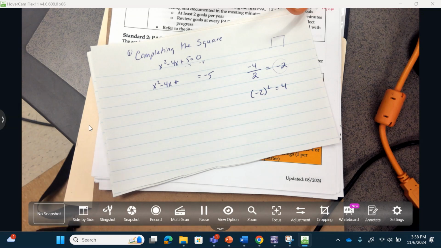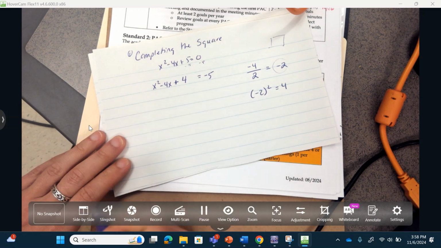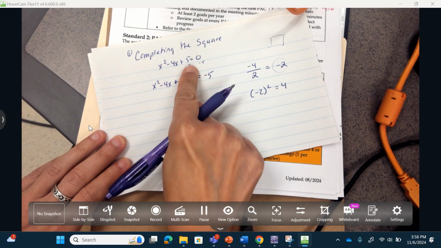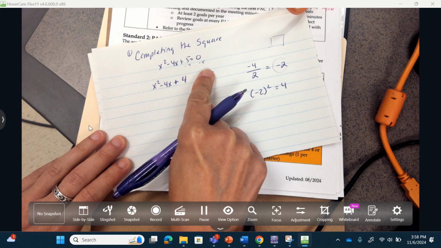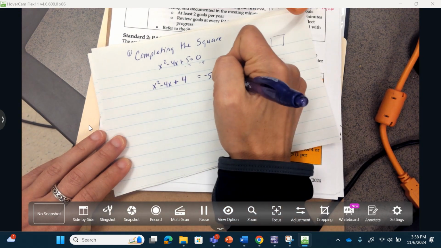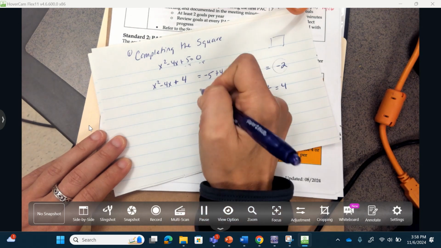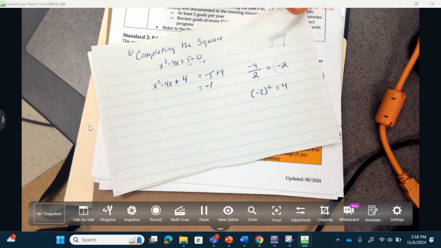But again, for now, just that's what you do. You take the middle number, divide it by 2, and square it. So I'm going to add 4 right there. Now this was an equation, right? So the left side was equal to the right side. And so whatever we do, we have to do the same thing to both sides. So if I add 4 on the left, I have to also add 4 on the right. So that gives me negative 1 on the right-hand side there.